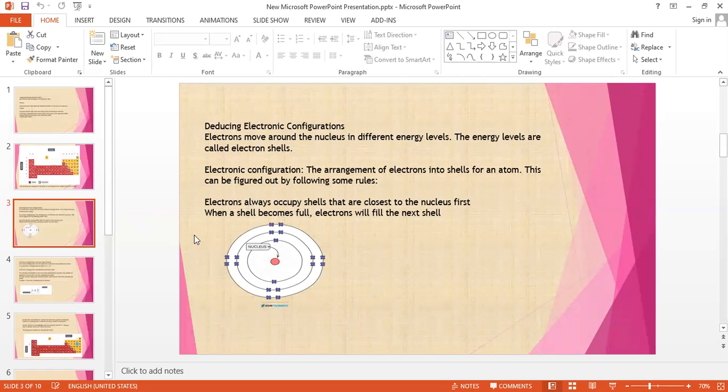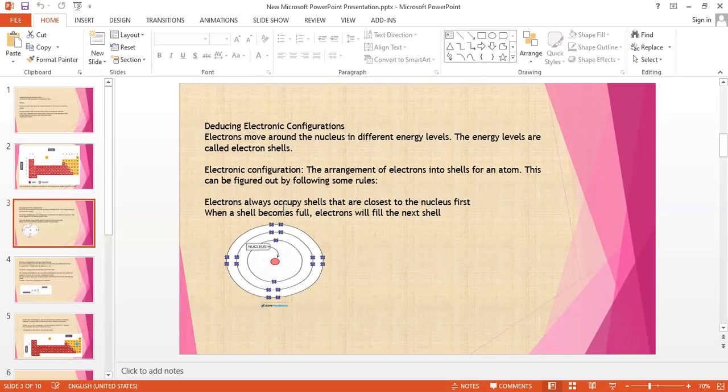Okay, so this is the configuration of the electrons. Configuration means the arrangement of electrons into shells of an atom, which is known as the electron configuration. You will draw it this way. So this is the electron configuration for an atom, right?